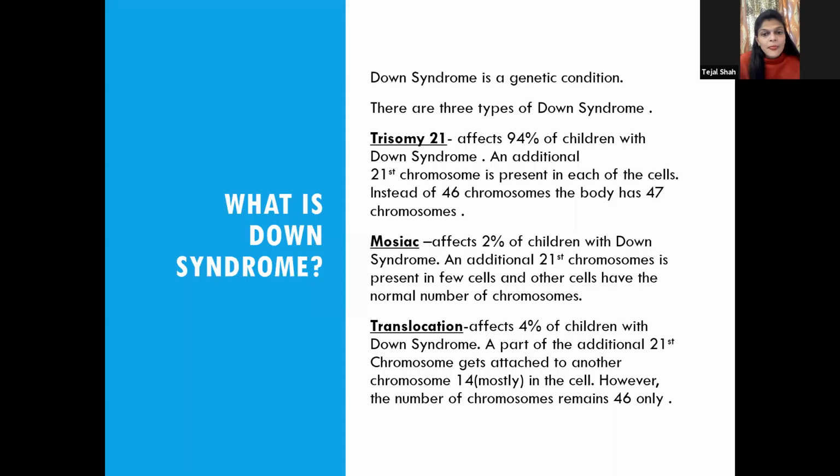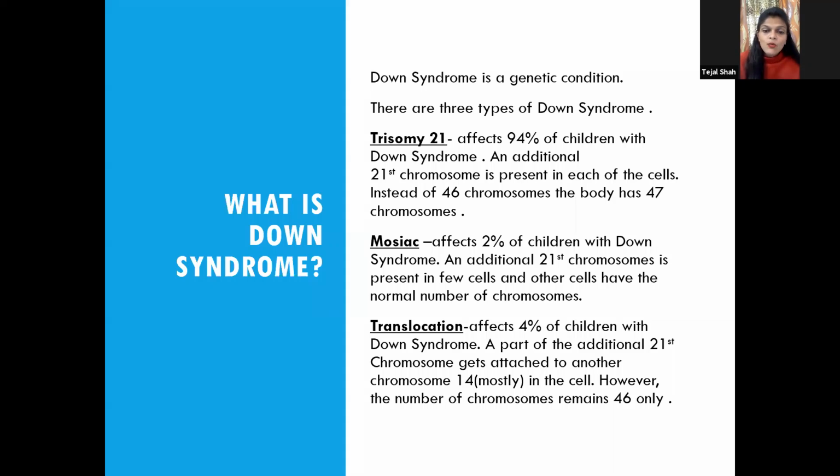So before we go ahead with the medical interventions, let us talk about the three types of Down syndrome. The most common condition in Down syndrome is trisomy 21, which affects about 94% of children, which you can read here. In this, every cell of the body is affected. Every cell of a child with trisomy 21 is affected with that extra chromosome.